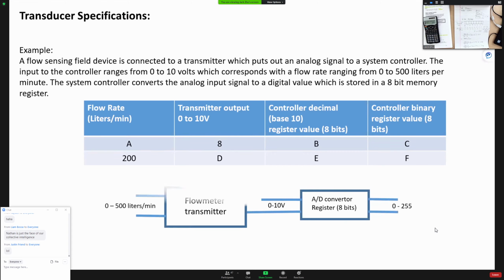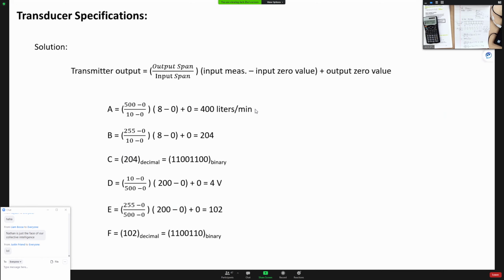Okay, I'm going to show you the answer down here. 0 to 500 volts into the transmitter, 0 to 10 volts out. To the register, an 8-bit register, your output is going to be between 0 to 255. So you can convert directly from here to here. You don't need the center. That's totally fine. Or you can convert in any way. Here's the calculation for this question.